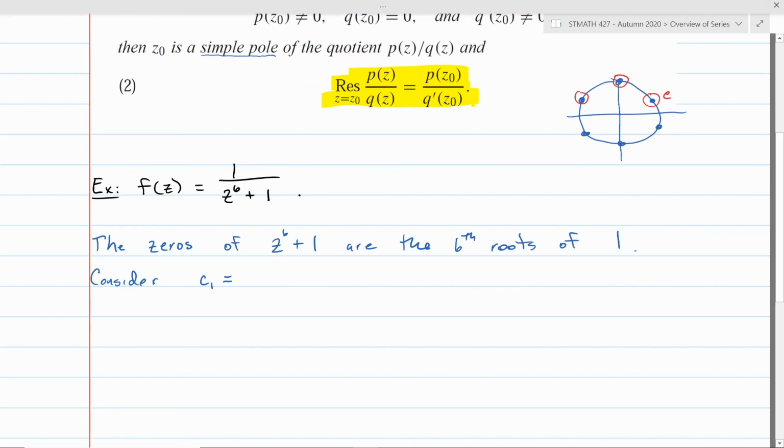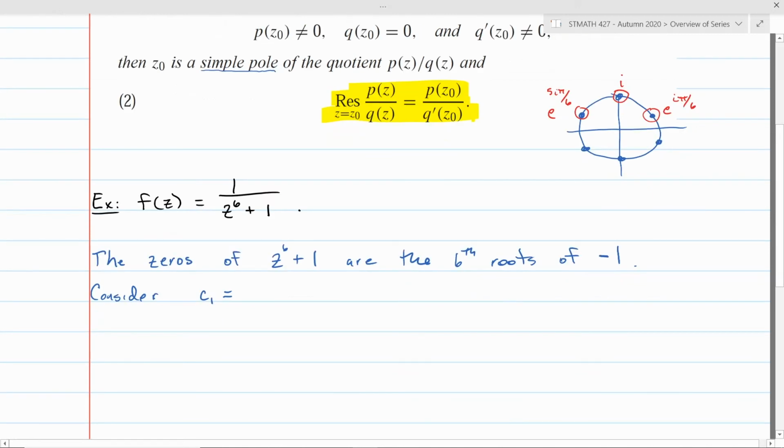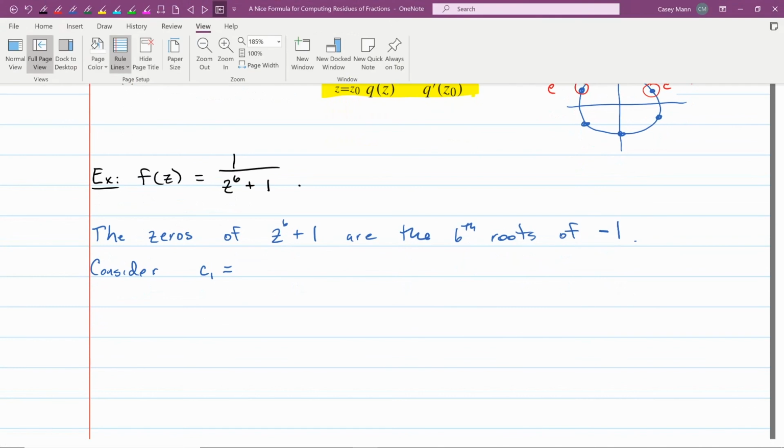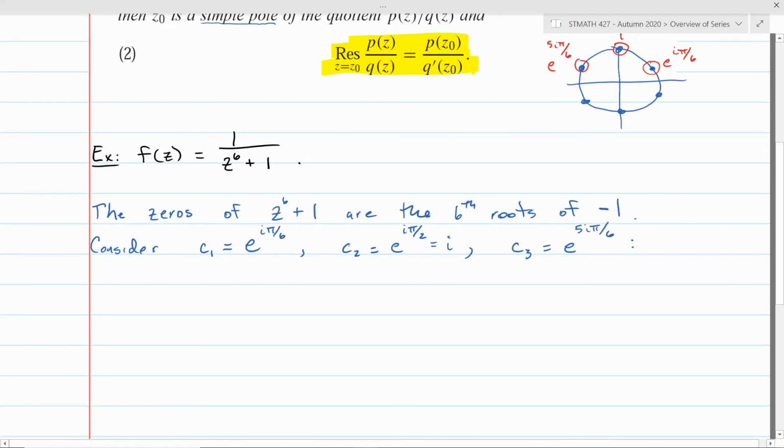So e to the i pi over 6 is one of the 6th roots of negative 1, and then e to the 5i pi over 6. Those are the 6th roots of negative 1 above the real axis, so those are the ones I want to consider here. So c1 equals e to the i pi over 6, c2 equals e to the i pi over 2, which is equal to i, and c3 is e to the 5i pi over 6. I want to get the residues at each of those 3 points.